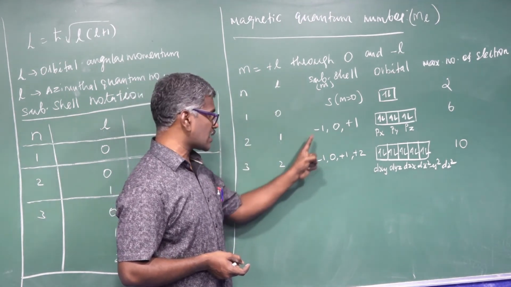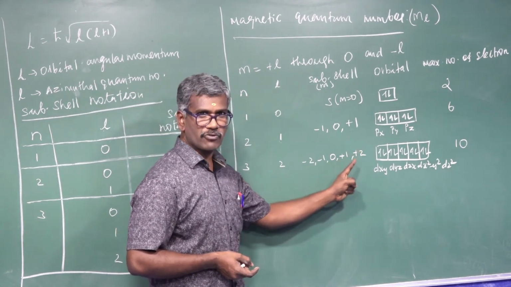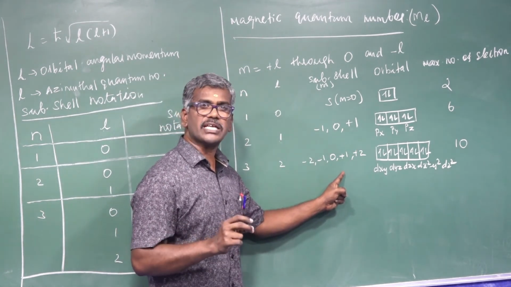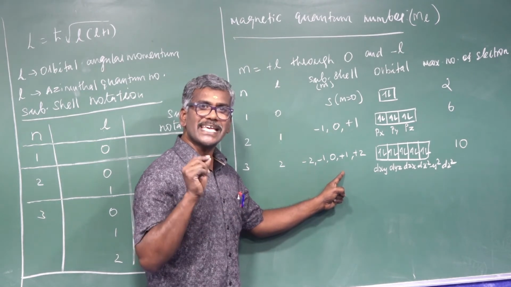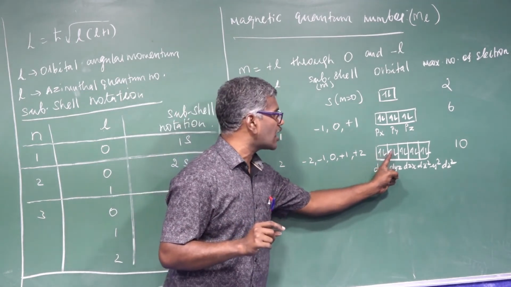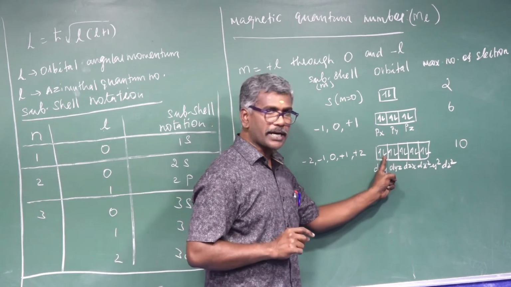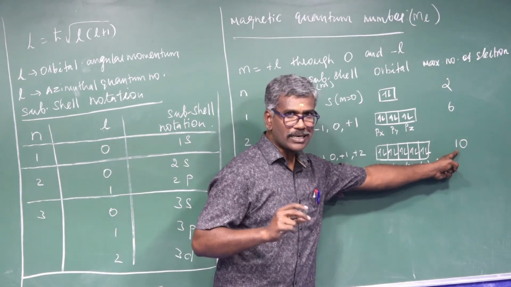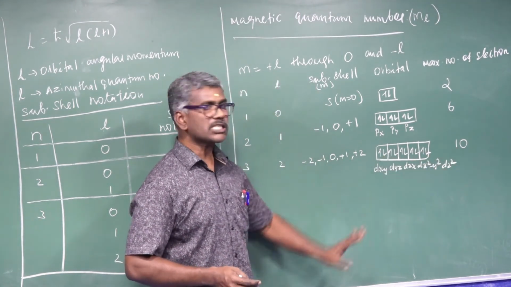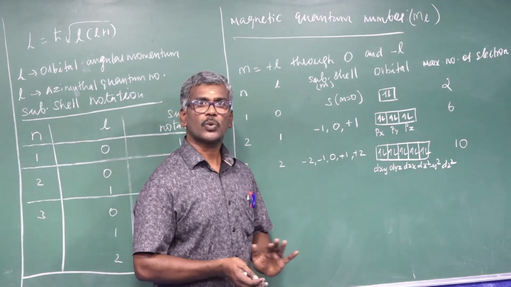L value 2 means totally how many values are possible? 5 values. This is the 5 value representation of the d orbital. The d subshell contains how many orbitals? 5 orbitals. Each orbital contains 2 electrons. Totally how many electrons? 10 electrons. Clear? This type of question may be asked for 1 mark.